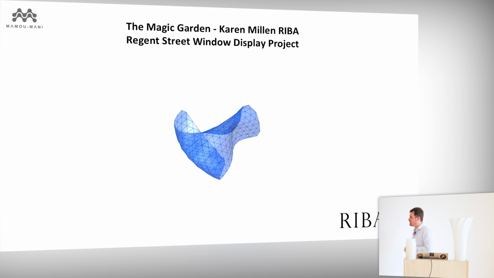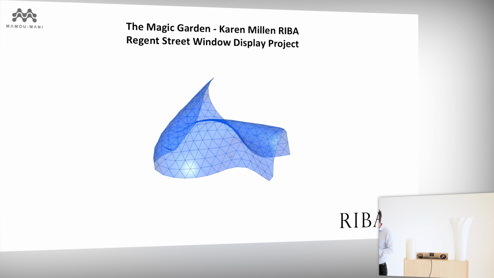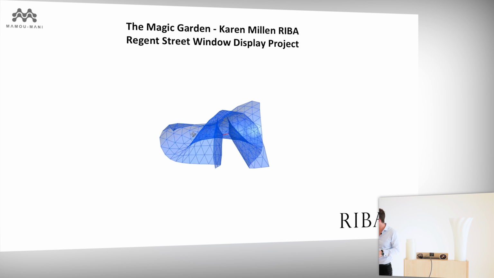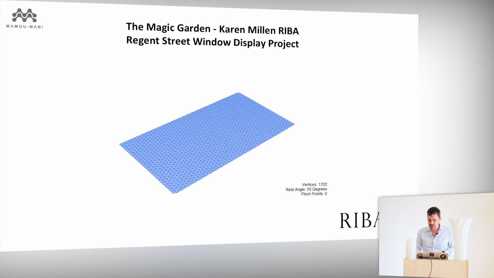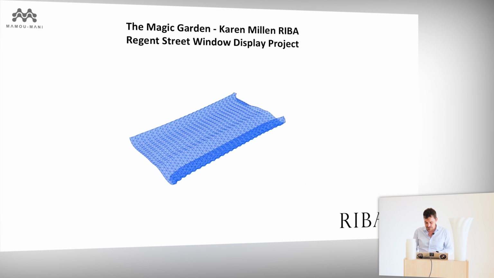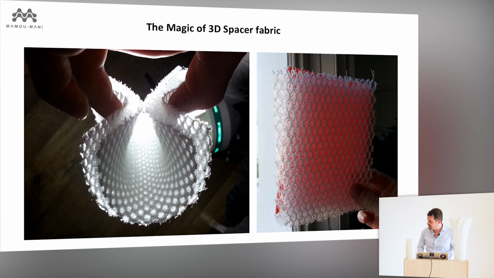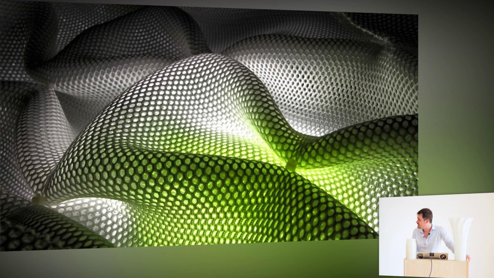So we defined the angles that the fabric would resist at, and then we pinch it and look at the patterns that it creates. This was for Karen Millen, which is a British designer, and the brief was to design a window display for them, a 30 meters long window display. So the problem is, the budget was very, very low. So what did we do?